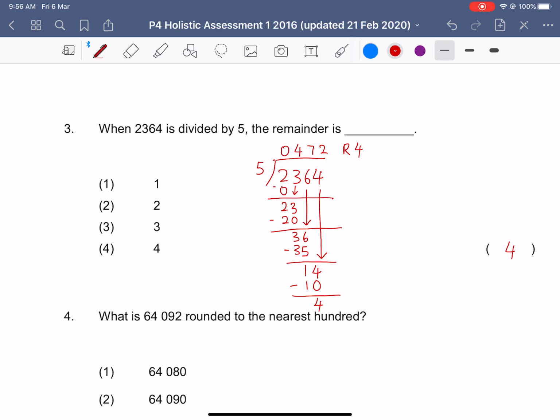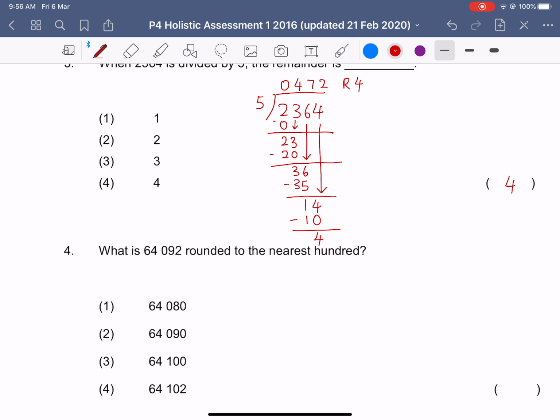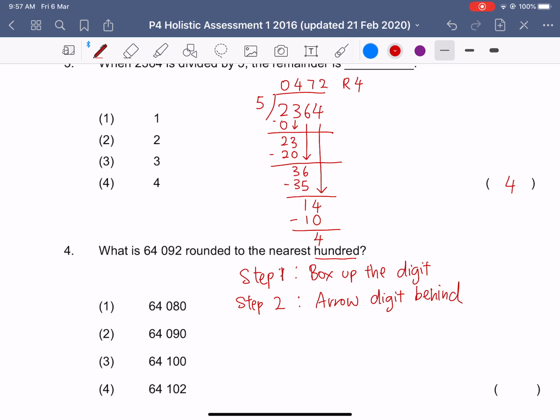Remainder 4. Okay. Now, question 4, there are a number of you who have forgotten how to do the rounding. If you recall, I said that in step 1, you are supposed to box up the digit that is in the place value that they want. And step number 2, you are supposed to actually do an arrow to refer to the digit that is behind the box. So if you follow these 2 steps, we want to round to 100. We will box up 0 because 0 is in the hundreds place. We refer to the number behind it, which is a 9. So what does that tell us when we talk about 9? It means that we will need to round up, correct?